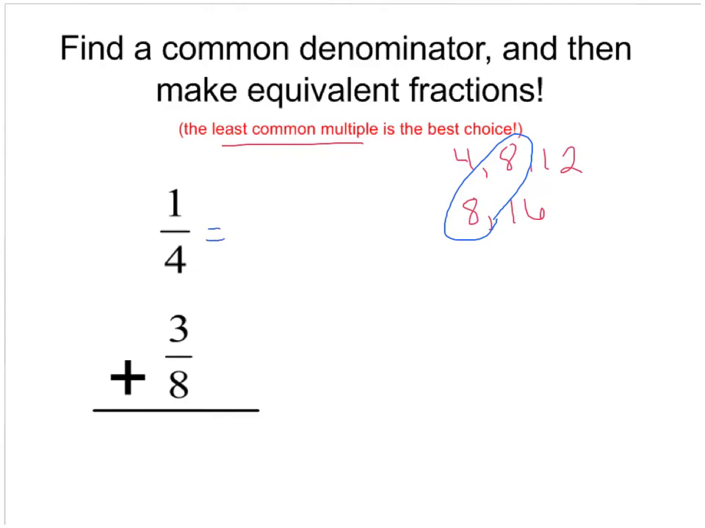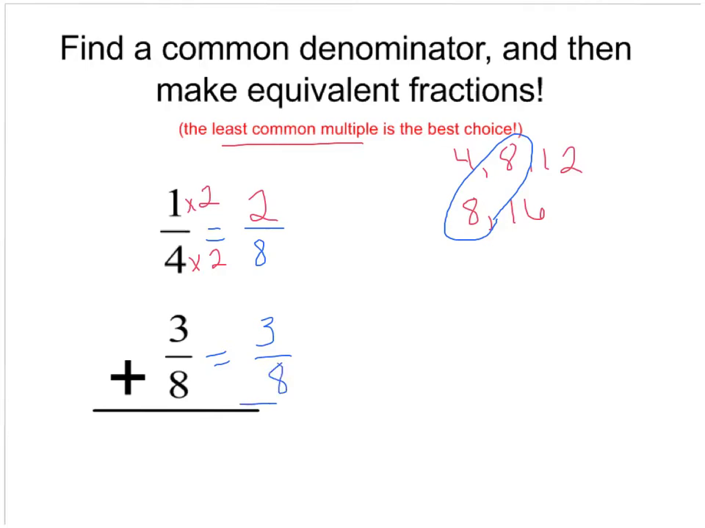So let's start with our 1/4. Now, 1/4 equals how many eighths? Well, I know that 4 times 2 is 8. And whatever I do to the denominator, I have to do to the numerator. So I have to multiply it by 2. So 1 times 2 is 2. So 2/8 would be equivalent to 1/4. Now, let's look at my 3/8. Well, I don't have to do anything to 3/8 because it already has a denominator of 8. So I'm just going to bring it over.